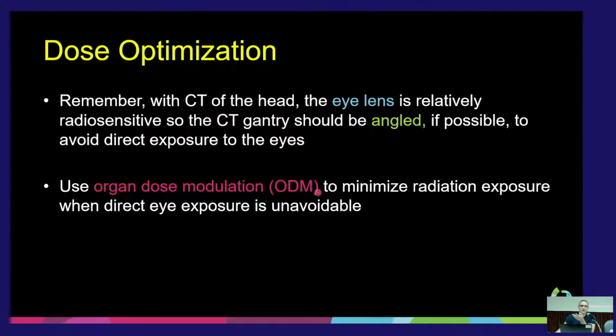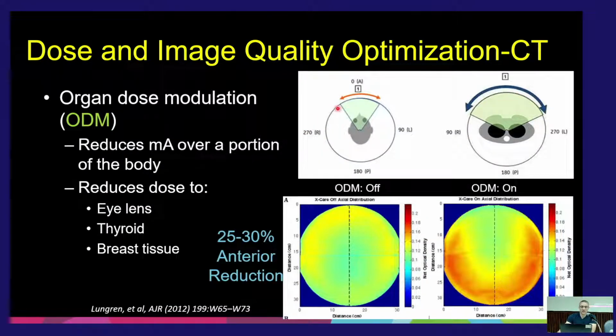And obviously, if a patient comes in with trauma and we can't physically manipulate their head, we need to have other options. So there's tube current modulation, which modulates the radiation dose as it spins around the body. And then there's another term of modulation called organ dose modulation. In this case, it's going to turn down the mA, modulating the output, but only for a specific range of an anterior sector.